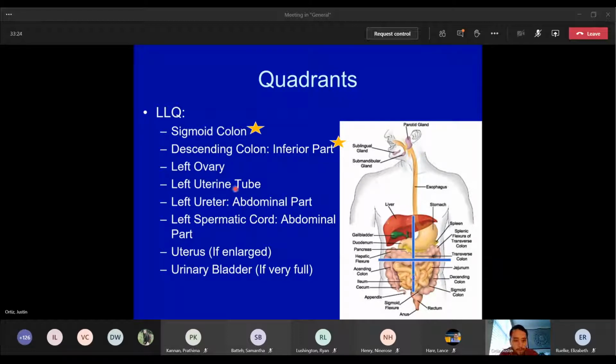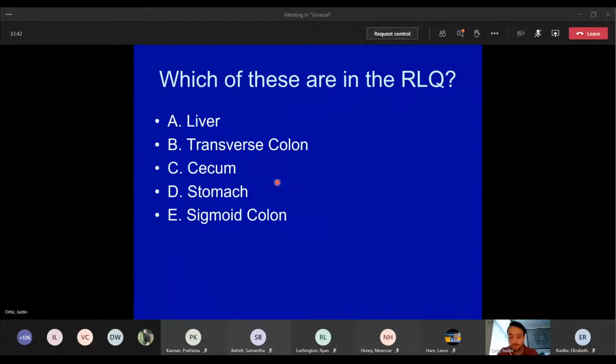And other than that, if you look at this, left ovary, left uterine tube, left ureter, those are things that yes, they're associated with the genital region, and yes, we should be able to pick them out because you're saying left with it. But in reality, for the left lower quadrant, all you need to know is two things. If you know what I mean? Everything else is just a given, right?